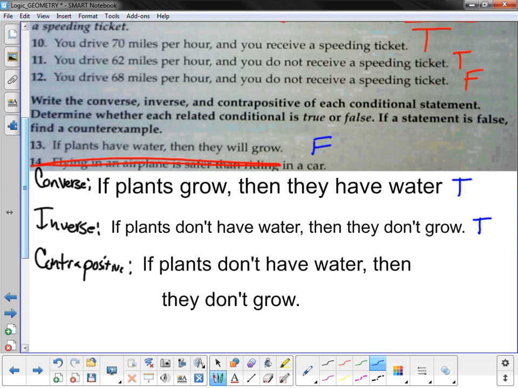The contrapositive, if plants don't grow, then they don't have water. Well, that is a false statement, because plants could have water and not grow. Think of a flood. If I have a flood, I've got all that extra water and the plant won't grow. So that is also a false statement. Now, once again, notice our contrapositive and our original statement happen to have the same truth value. And it worked out here again that our converse and our inverse happen to have the same truth value. So they're logically equivalent.